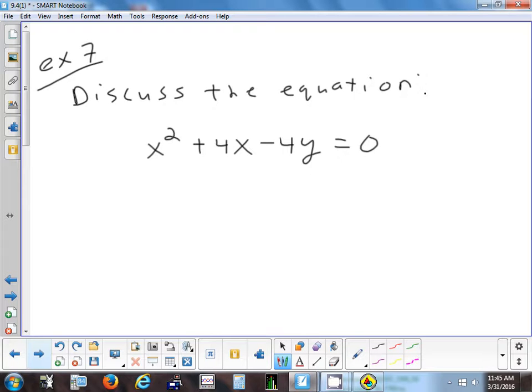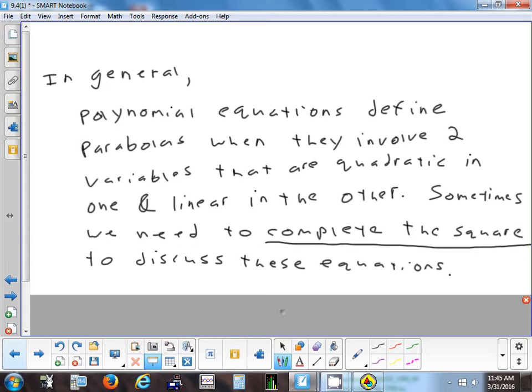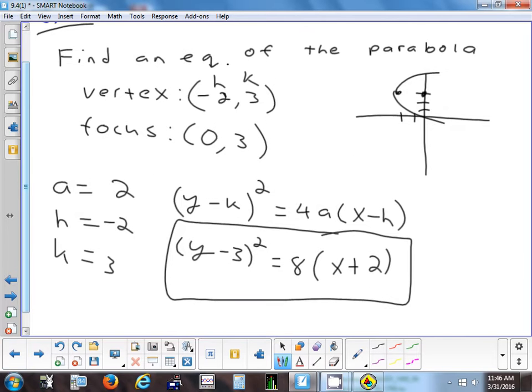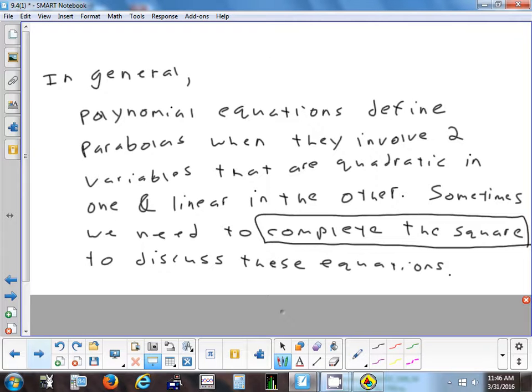So in order to discuss this equation, I need to fix it. I need to make it look like it should. Okay? And in order to do that, we have to complete the square. Okay? You have to have something squared. Okay? If you don't have that, it's not in the right form. Okay, so the last example we'll look at is going to be a discuss, but first thing we're going to have to do is just complete the square to get it in the right form, and then we'll say what the vertex is and all that stuff.